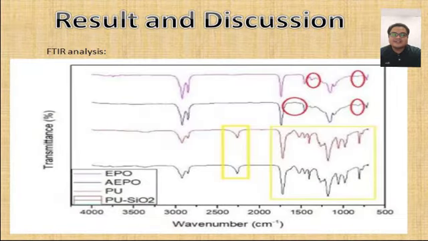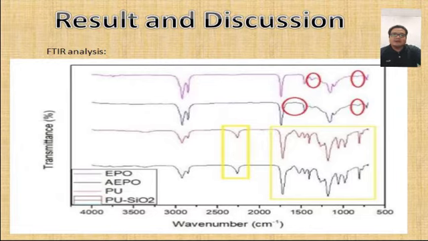After doing several analyses, firstly, we are going to look at the FTIR analysis result. The figure shows FTIR result for all the samples. The first line at the topmost is for epoxidized palm oil. The second line is for acrylated epoxidized palm oil. The third line is palm oil based polyurethane. And the fourth is for polyurethane with addition of silicon dioxide.